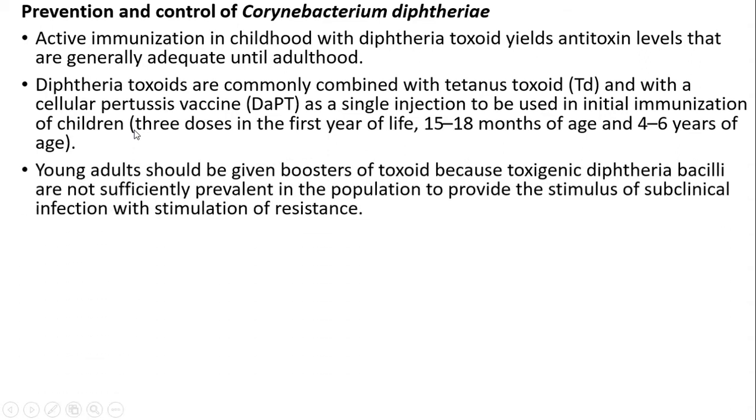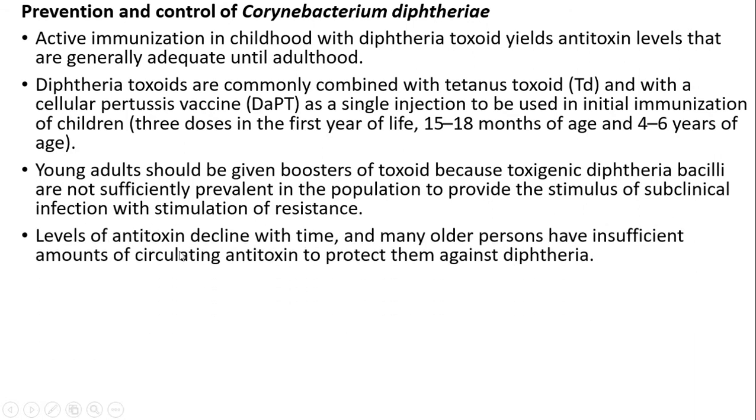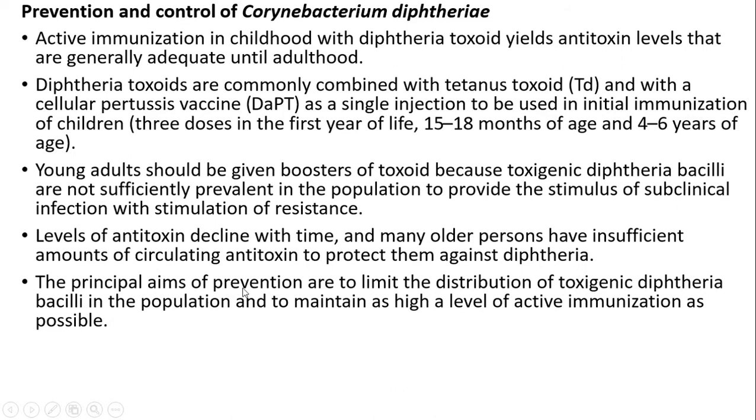Young adults should be given boosters of toxoid because toxigenic diphtheria bacilli are not sufficiently prevalent in the population to produce the stimulus of subclinical infection with stimulation of resistance. Levels of antitoxin decline with time, and many older persons have an insufficient amount of circulating antitoxin to protect them against diphtheria. The principal aims of prevention are to limit the distribution of toxigenic diphtheria bacilli in the population and to maintain as high a level of active immunization as possible.